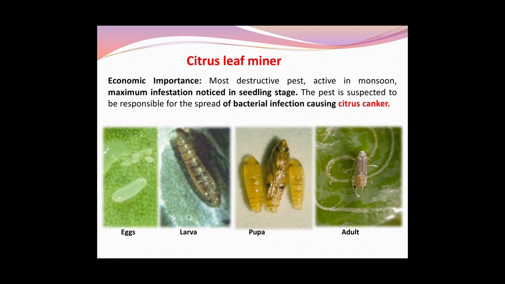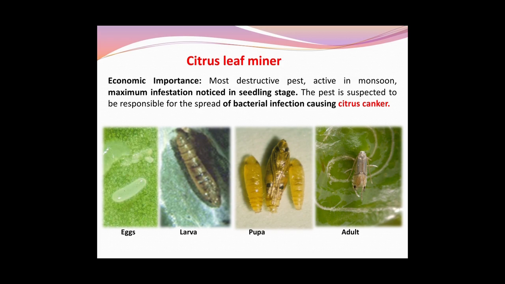Next pest of citrus is citrus leaf miner. This is the most destructive pest, and this pest is active in monsoon season. Maximum infestation is noticed in seedling stage. The pest is suspected to be responsible for the spread of bacterial infection causing the citrus canker. So the citrus leaf miner acts as a vector for citrus canker.